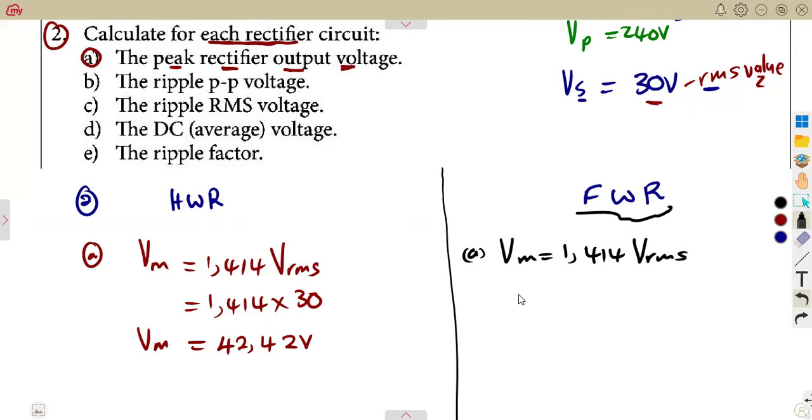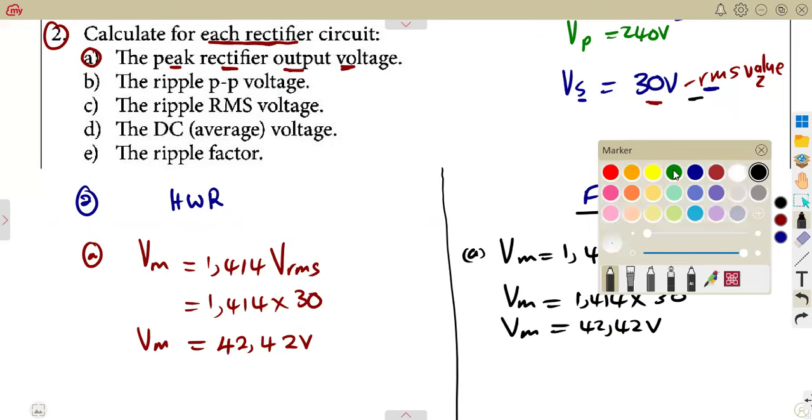So this was not going to affect anything. We're still going to use one and the same RMS value at the output, which is 30. So we're still going to obtain the same answer in that case. That is our maximum value. It does not affect.